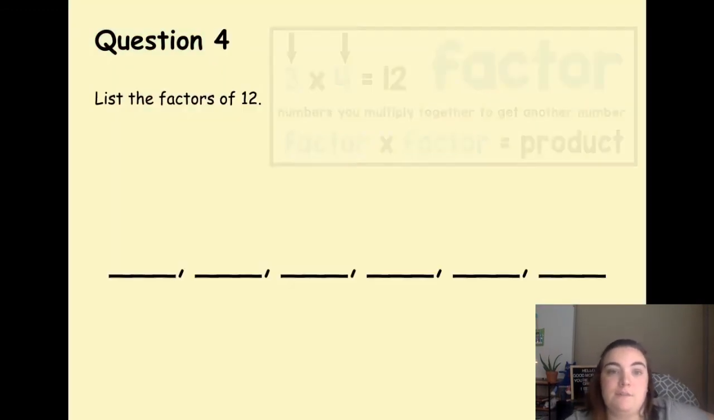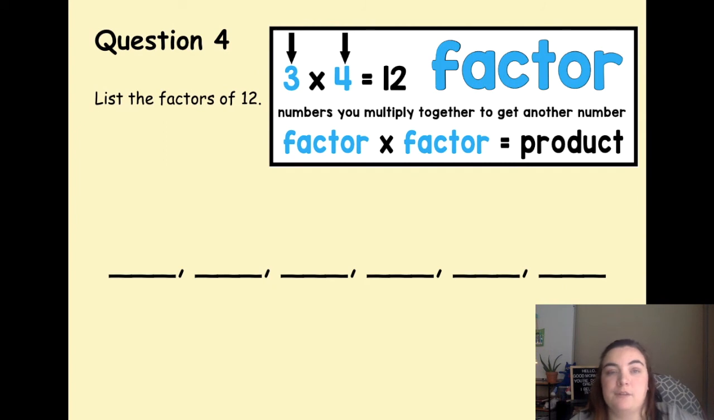We need to list the factors of 12. Remember, the factors are numbers that you multiply together to get another number. It's a little bit different than a multiple, because 3 and 4 are not multiples of each other, like in the example up there. So 3 times 4 is 12. So we need to list the factors of 12, and thankfully our definition gave us 2 of them, 3 and 4.